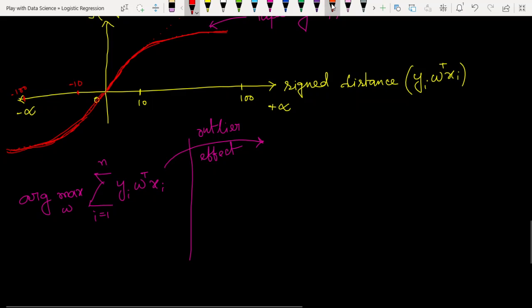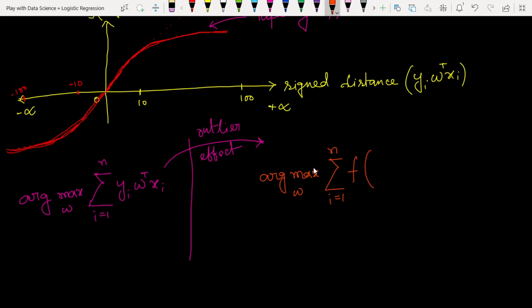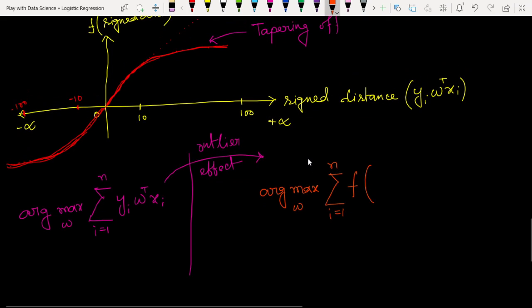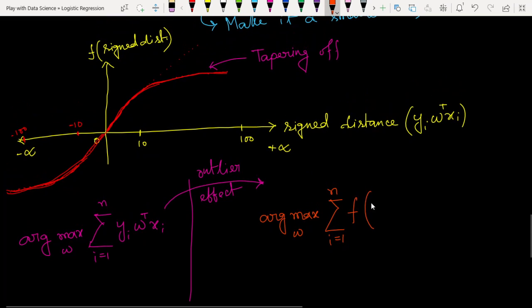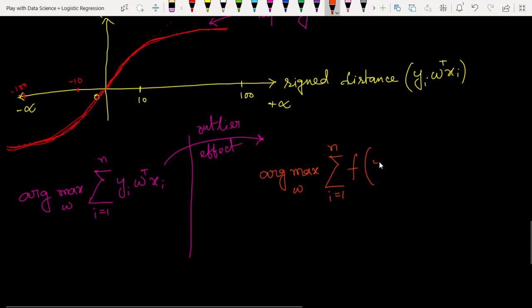These functions are now changing as arg max over W of the summation i equals 1 to n of f of, here we have applied these functions. Okay, here we have applied these functions. Now after this we have seen what the function actually is. Okay, actually this is on our signed distance.